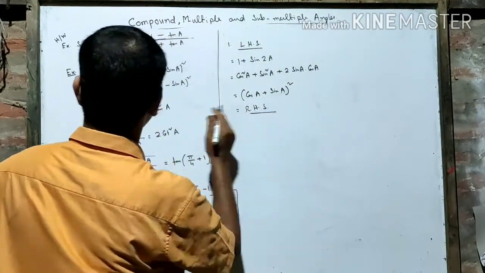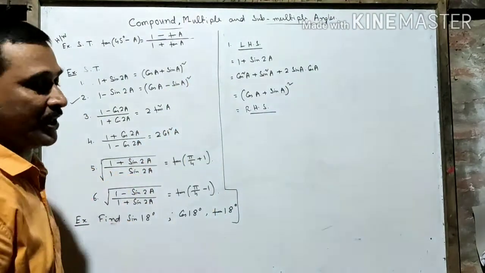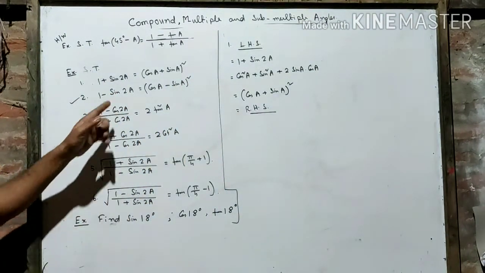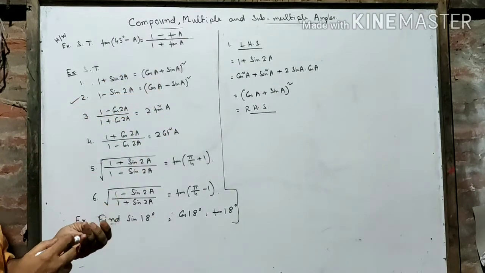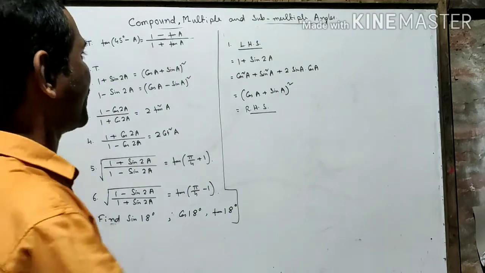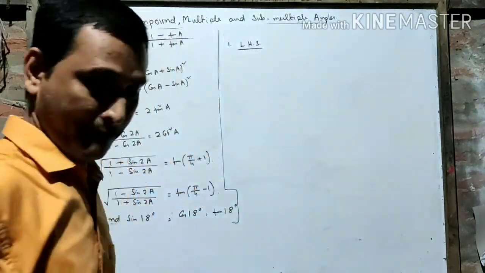So like this, you may be asked 1 minus sin twice A is equal to cos A minus sin A whole square. This is your homework. You do it at your home and you try to remember both the results. Next, number 3. This is also important for our future.